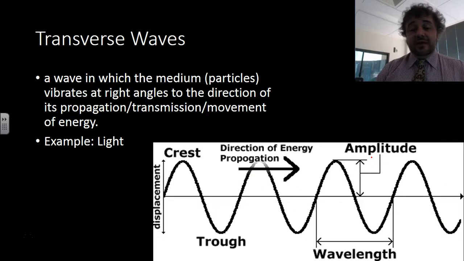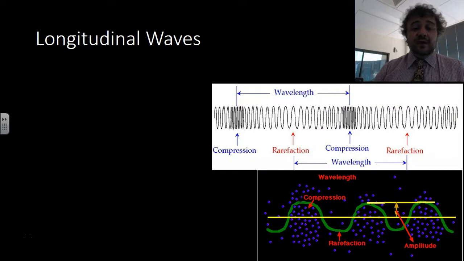So transverse waves, what are they? They're what you think of when you think of the typical wave. A wave in the ocean is a wave like this. So basically, the medium, or the particles, which is what's moving here, they vibrate at right angles to the direction of the energy. So the energy is being transmitted, propagated, or moving, those three words all mean the same thing, in this direction. And the particles are moving in this direction. An example of that is light, ocean waves, etc., etc.